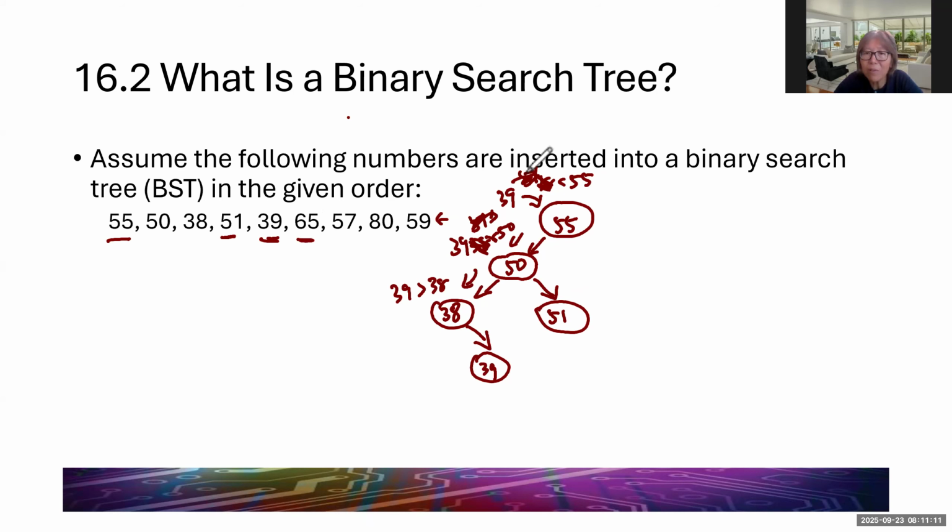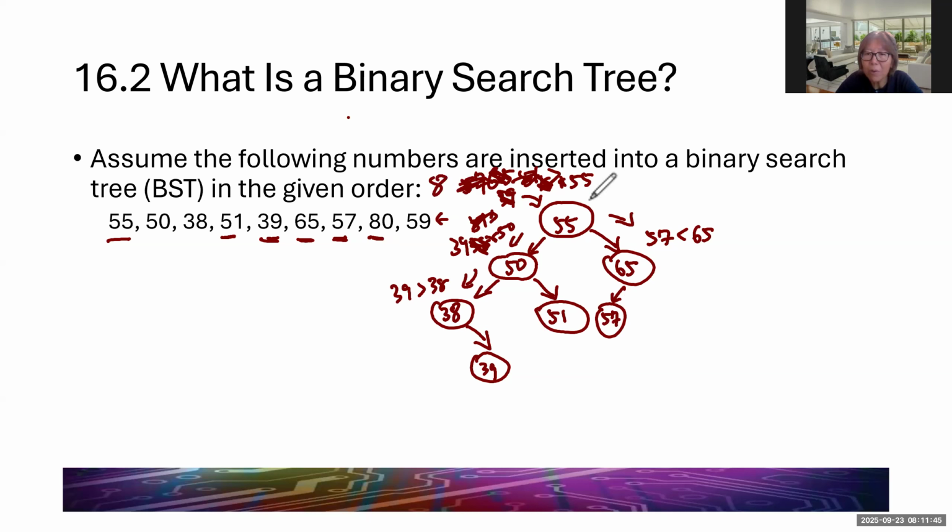Then we come to 65. 65 is greater than 55, so it should go to its right. The right is empty, so you create a new node with 65. Then 57. 57 is greater than 55, so it should go to the right. Now you compare 57 with 65. It's less than, so it's supposed to go to its left. So that's 57.